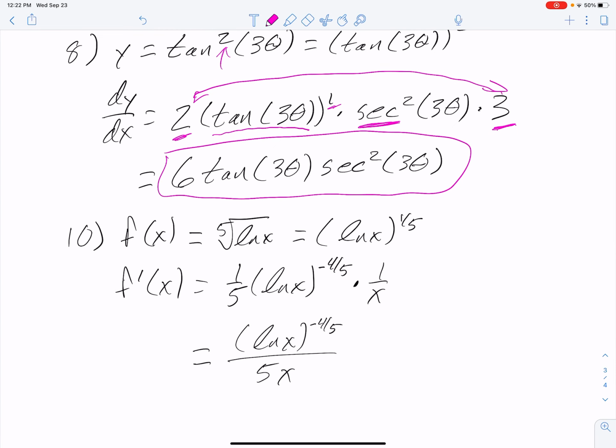And then finally, I rewrite my 5th root of natural log of x as natural log of x to the 1/5. I know that the derivative of anything to the 1/5 power is 1/5 times that anything to the negative 4/5 power. That original inner function happens to be natural log of x, so I take its derivative, which is 1 over x, and then I've got just a little bit of simplifying.